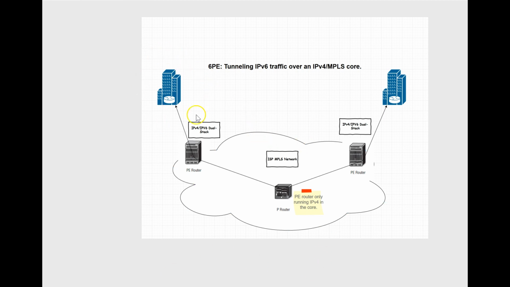So here's a customer site and another customer site, and we're going to have OSPFv3 running between the site and our PE router. And these PE routers are going to run IPv4 and IPv6, so they're going to be dual stacked. However, our P router in our core is only running IPv4.